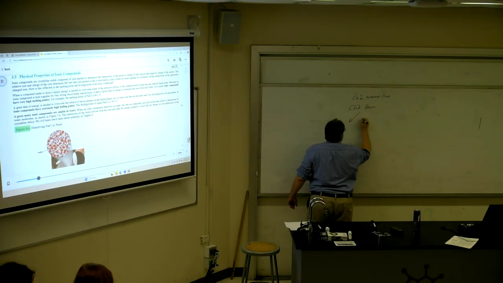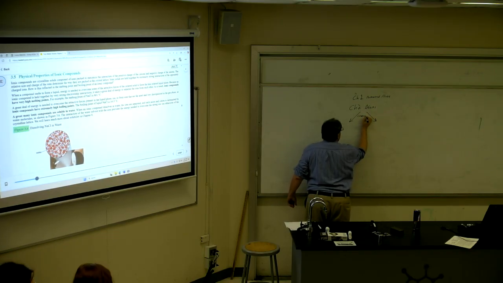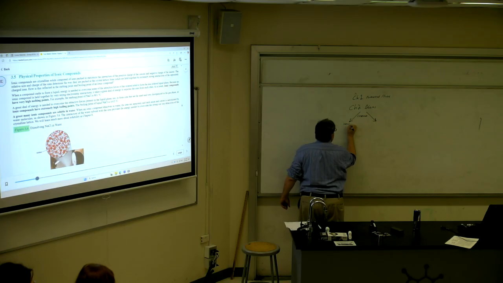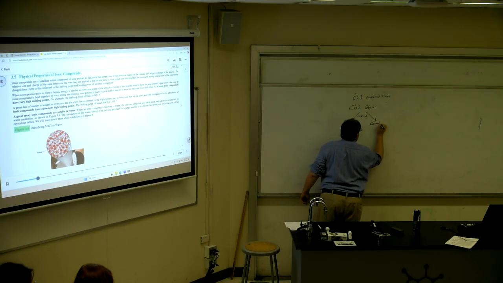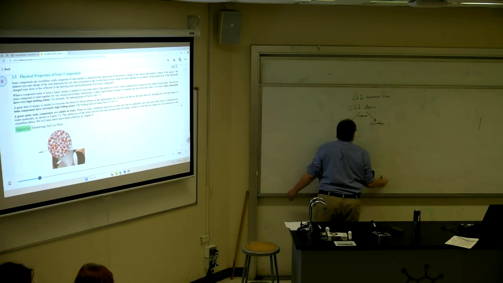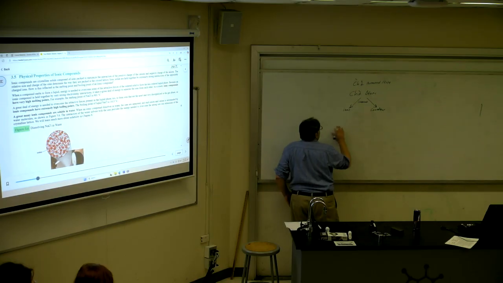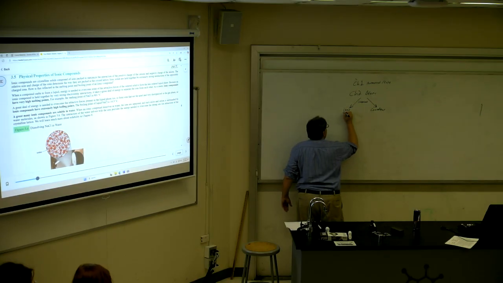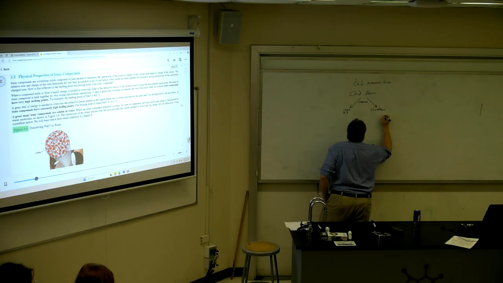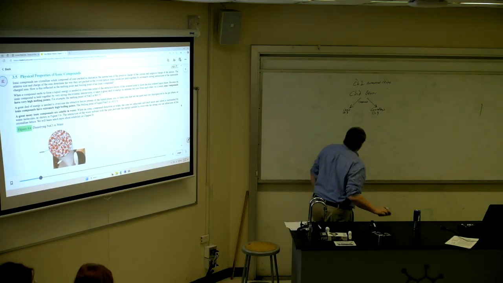And now when we start putting atoms together, we're making compounds. Ionic and covalent. Ions and ionic compounds, chapter 3. Covalent compounds will be chapter 4. We'll start after test 1.